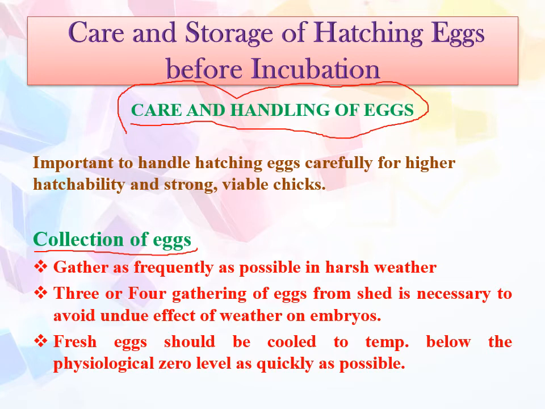So what happens in the breeder farm itself is that whenever the breeder hen gives the fertile egg, they are collected and stored in the egg storage room of the breeder farm. And when a sufficient quantity of eggs are there in the egg storage room, then they are transported to the hatchery for incubation purposes.